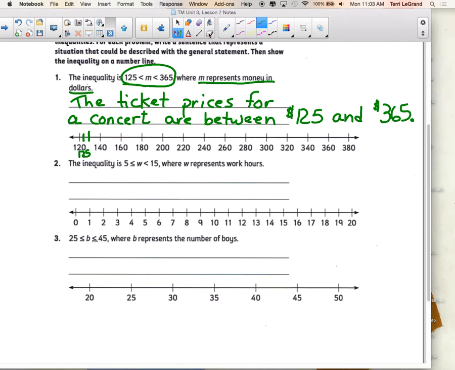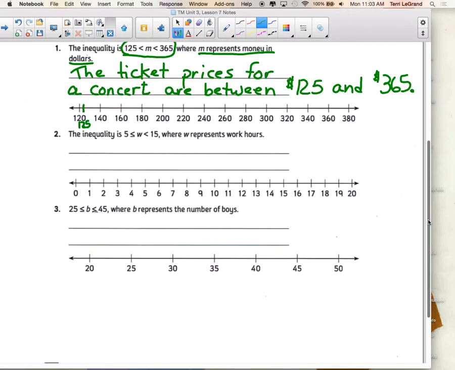I'm going to erase my other little mark so that I don't have so much on there. You can do the same. In other words, we have to have a good location for 125 on our number line. Are we going to put a circle there? Are we going to shade that in? No. Okay, now we have to do 365.